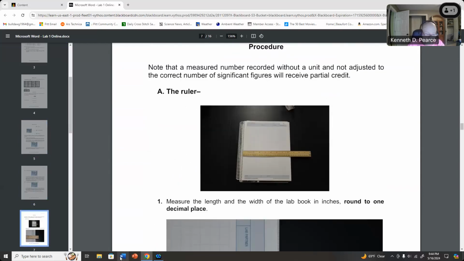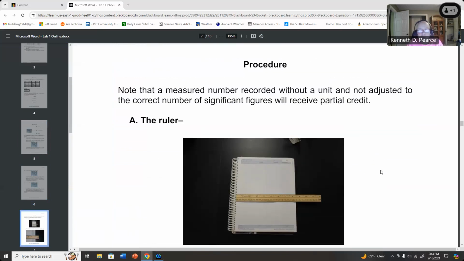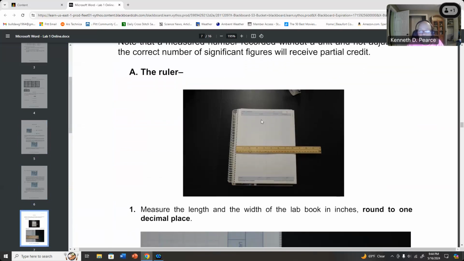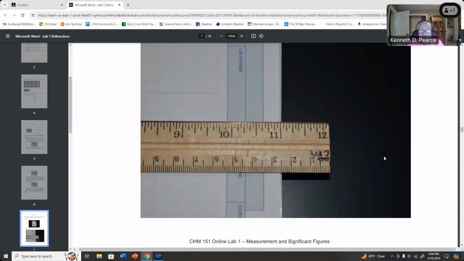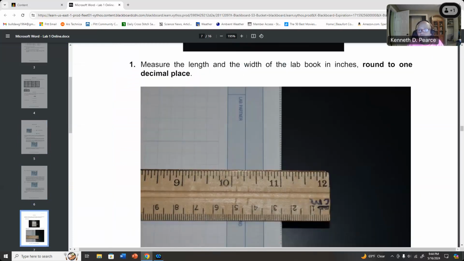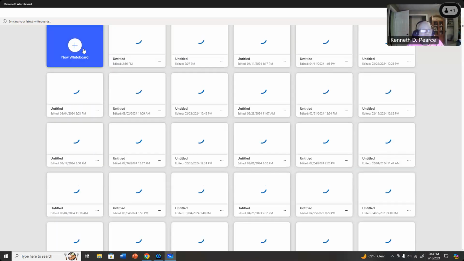Okay, so let's go ahead and pretend like we're doing this lab, and I have a graphical tablet for this, and I'm going to open it up, and we have the ruler. This is what a lab notebook would look like, and we're going to measure the length and width of the book in inches and round to 1 decimal place. So what does that mean? I'm going to open up my whiteboard, and we'll have the previous stuff I've been working on. There it goes. And let me just start with a blank.